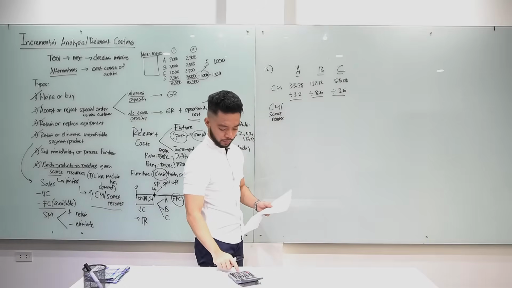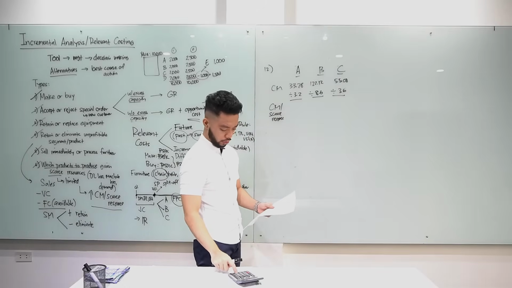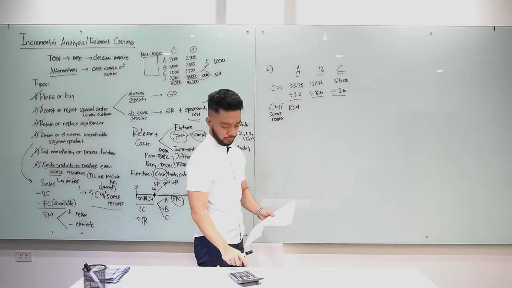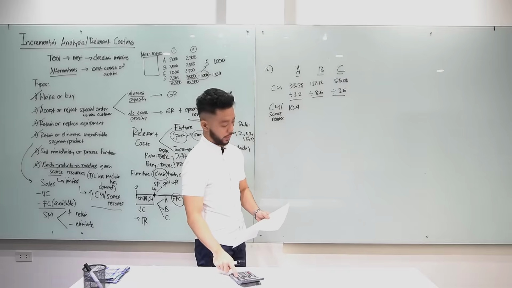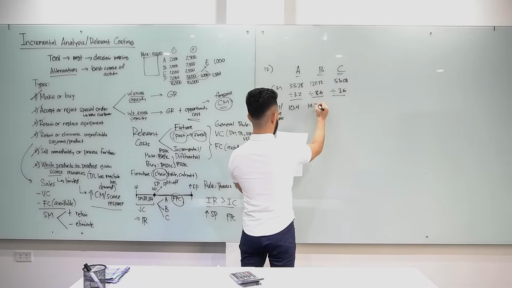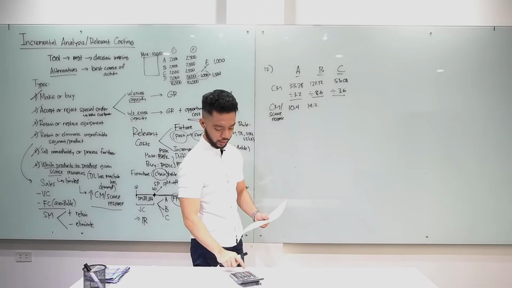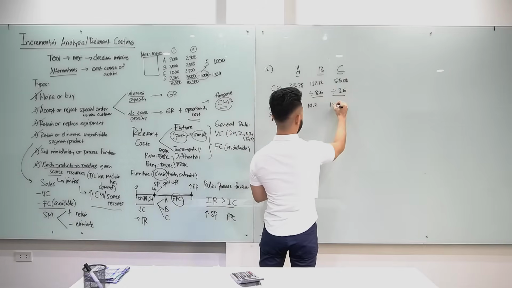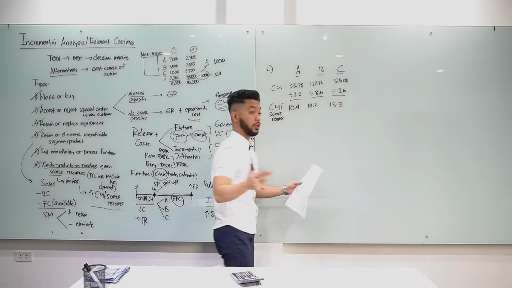Alright, 33.28. For A, divide natin by 3.2. You get 10.4. And then si B, 122.12, i-divide natin yan by 8.6, 14.2. And then si C, 55.08, i-divide natin by 3.6, you get 15.3. Now, paano natin sir malaman kung ilan yung puproduce natin?